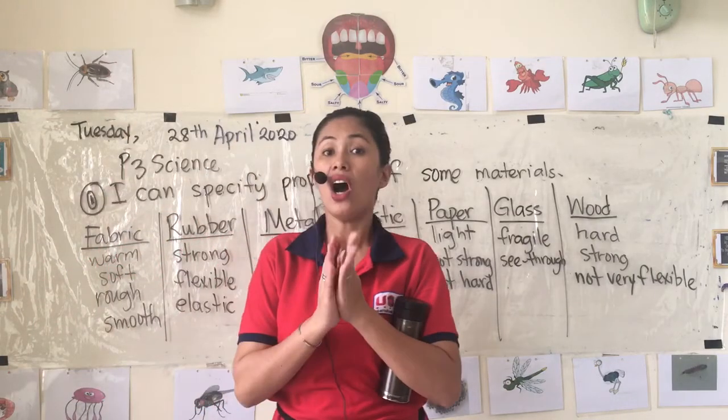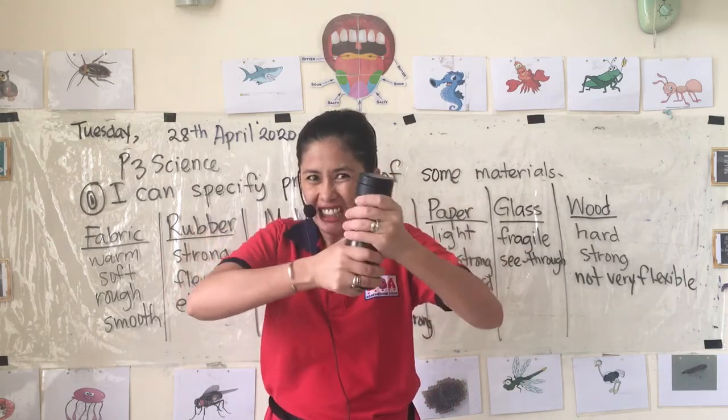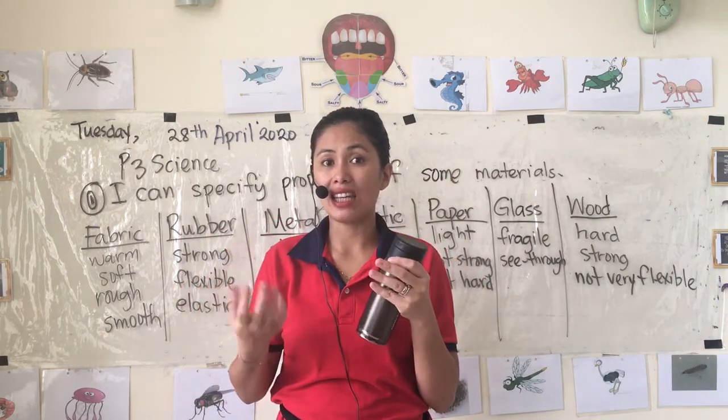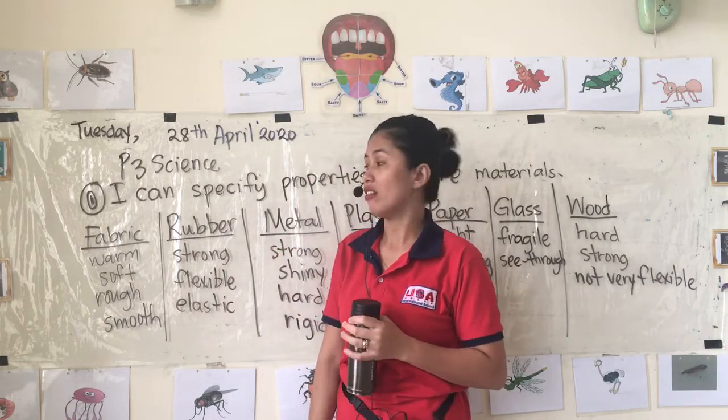And what else? Again, when we mention hardness of a material, it doesn't mean that it's hard like this, but how easily it can be scratched, right? Remember that when we're talking about properties of materials.